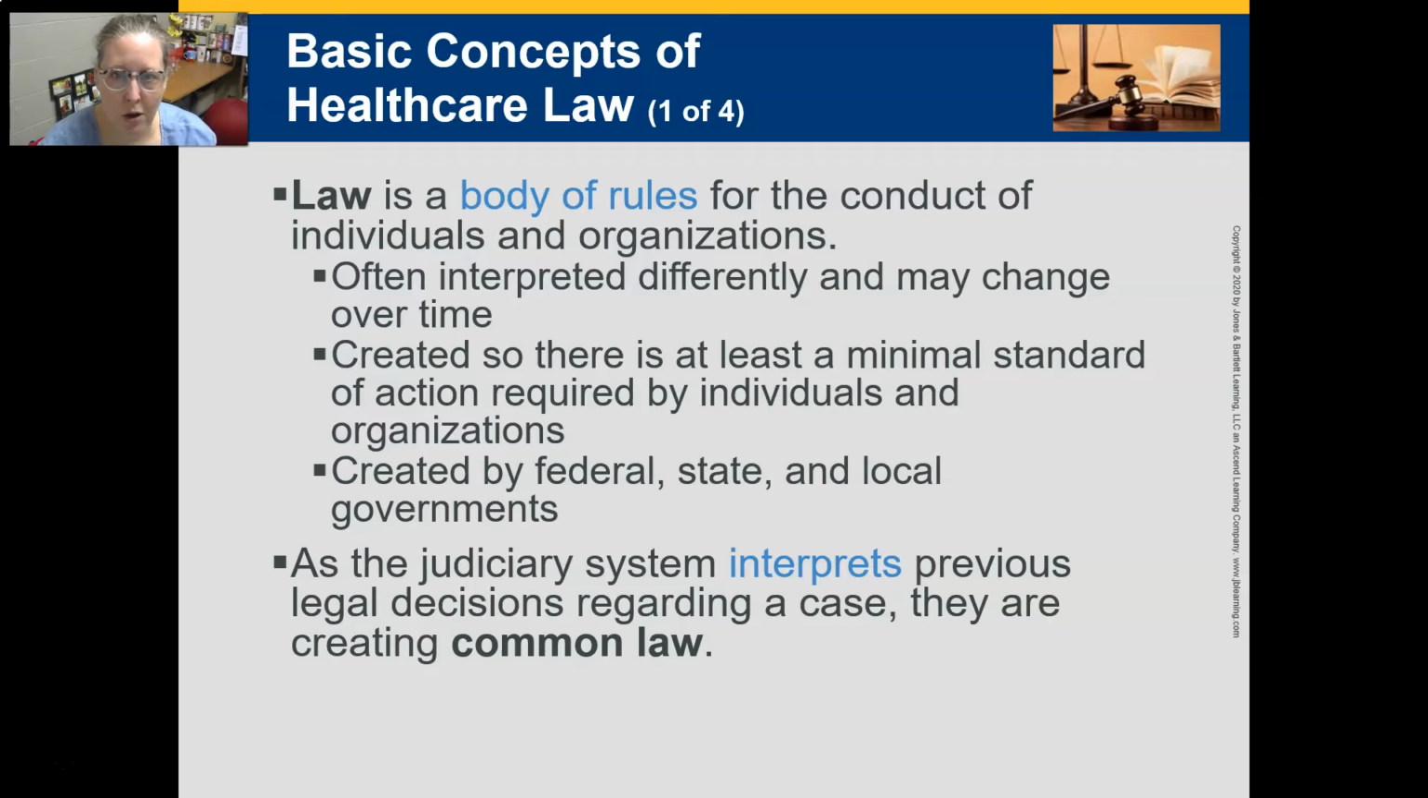So first, law is a body of rules for the conduct of individuals and organizations. It is often interpreted differently and may change over time. It is created so there's at least a minimal standard of action required by individuals and organizations, and it is created by federal, state, and local governments. As the judiciary system interprets previous legal decisions regarding a case, they are then creating common law.